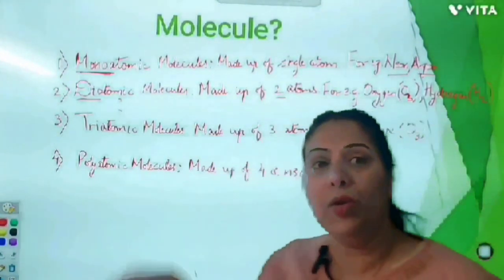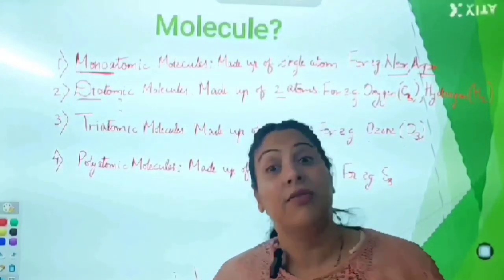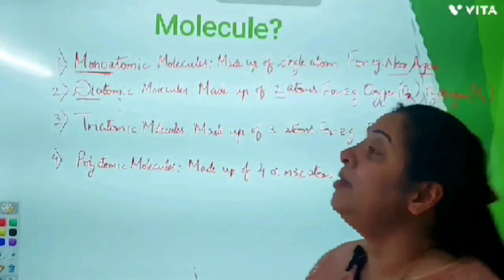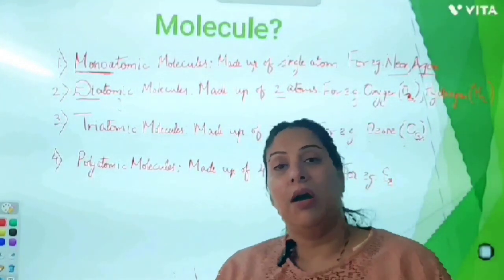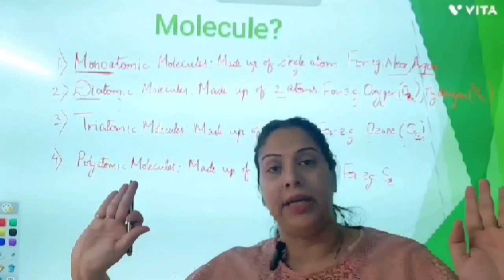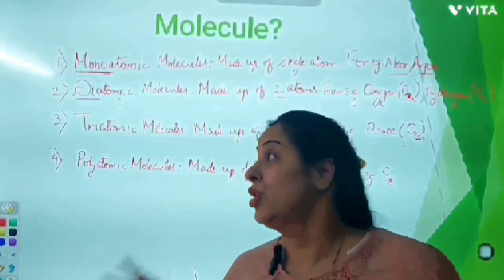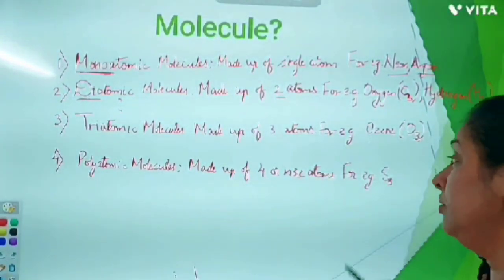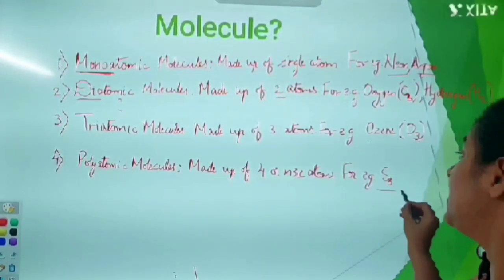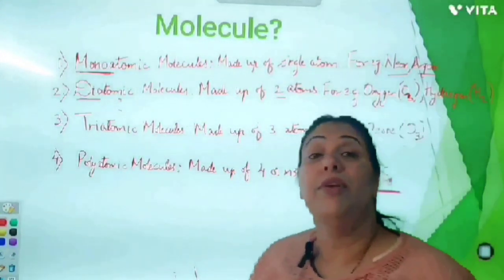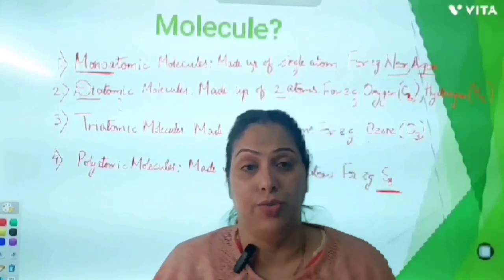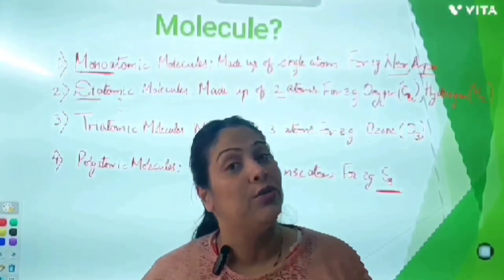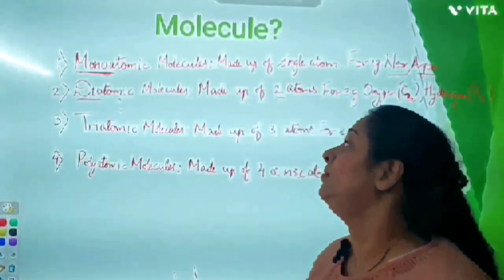A perfect example is ozone. Remember, the ozone layer protects us from ultraviolet rays. It is made of 3 oxygen atoms. And then more than 3 are generally categorized as polyatomic molecules, made up of 4 or more atoms. For example, sulfur. Sulfur is made up of 8 atoms. Alright, children, so you understand what molecules are?